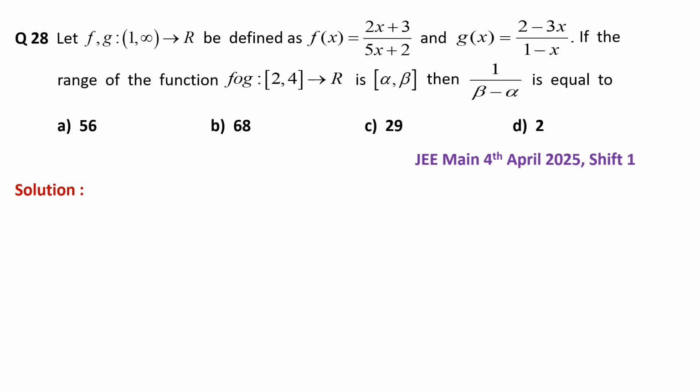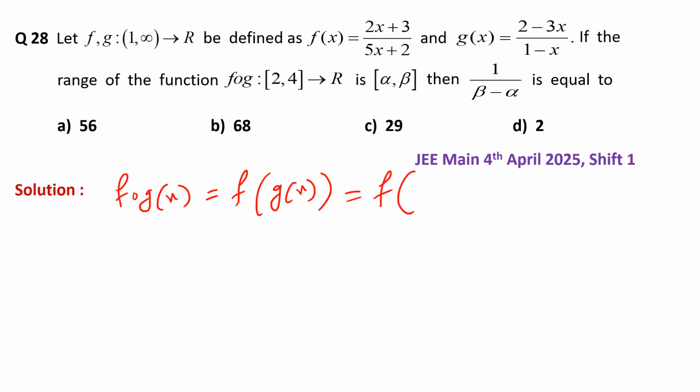Now students, basically in this question, we have to find the range of the function f(g(x)) when x lies in the closed interval [2, 4]. Since f(g(x)) is a composite function involving the composition of f(x) and g(x), first of all, we need to find this function. f(g(x)) can be written as f inside the bracket g(x). Now just put the value of g(x) inside the bracket. So it becomes f of (2 - 3x)/(1 - x).